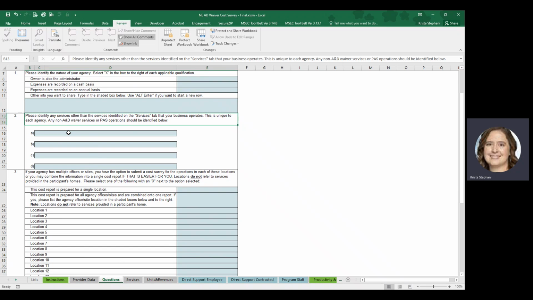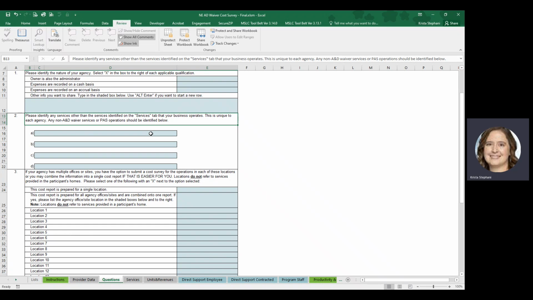This next question, and this is very important for you to identify, asks you to identify any services that your agency provides that are not related to the services identified on the Services tab. Please refer to the Services Training module for discussion of that information.